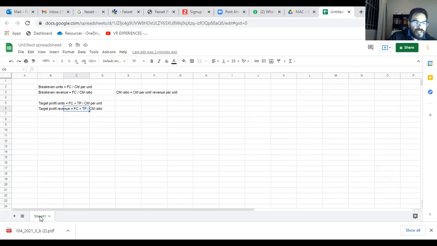So I'm not going to do this here. Those are just separate formulas. So let's have a look at what we actually need to do.